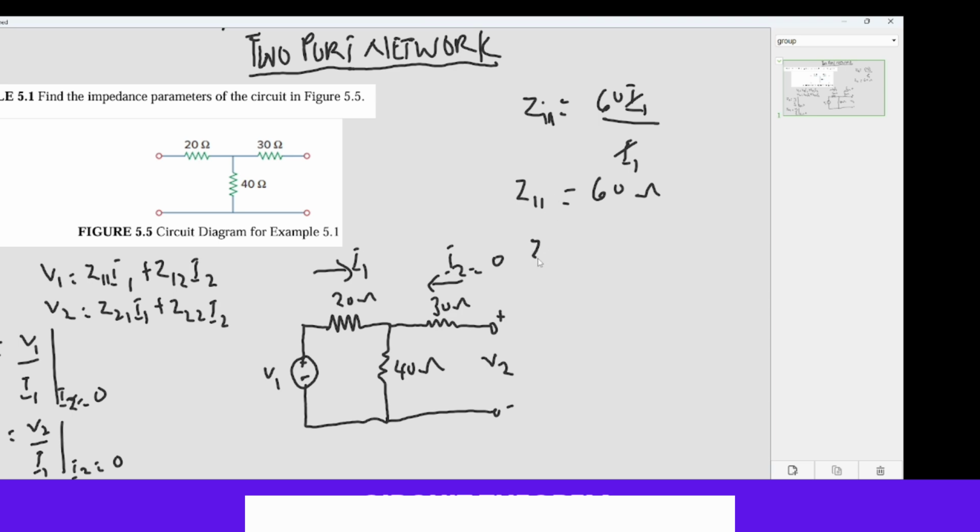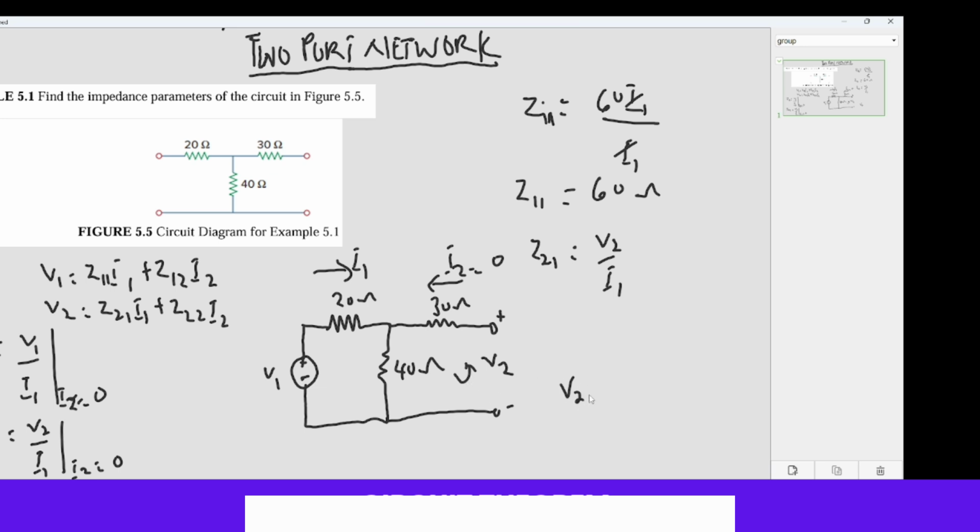Now, what do we find for Z21? Our Z21 is V2 over I1. So what is our V2? We realize that our V2 here, I2 is equal to 0. Hence, our V2 is equivalent to the voltage across this 40 ohm resistor. Because when you use the loop rule, we see that V2 is take this direction.